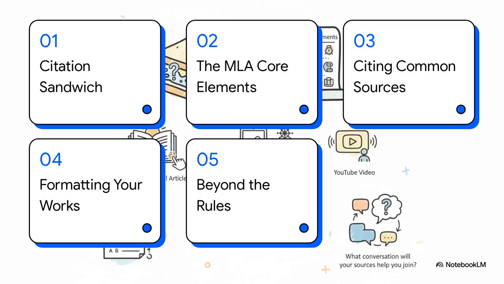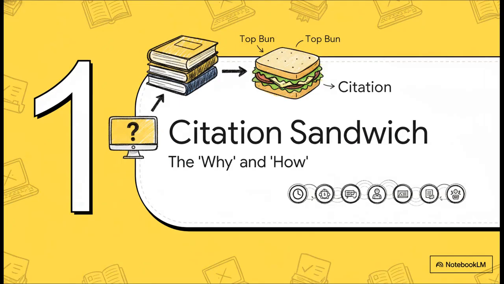So, here's our game plan. We're going to start with the why behind all this, using a really simple analogy. Then, I'll show you the universal formula that works for any source. After that, we'll actually practice with some common examples, cover the final formatting rules, and wrap up by looking at the bigger picture of why any of this actually matters. All right, let's dive into Section 1, the citation sandwich.